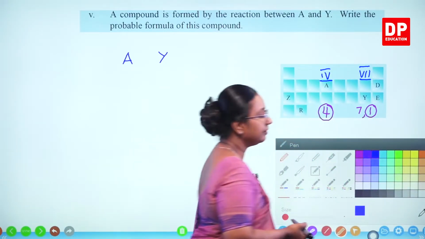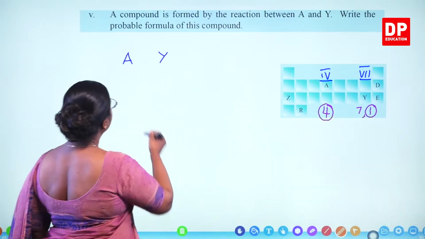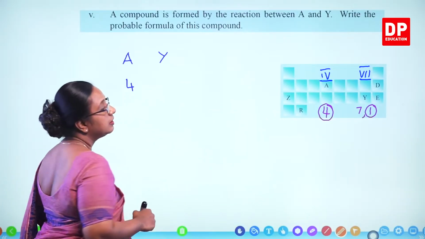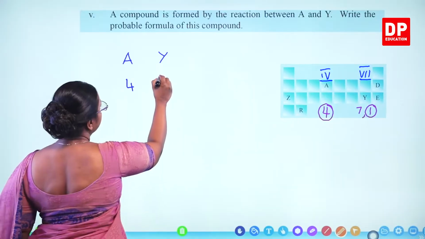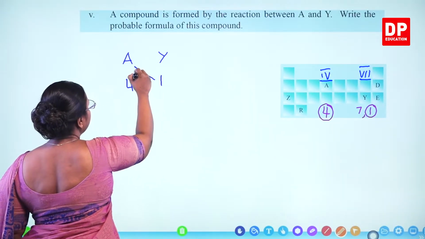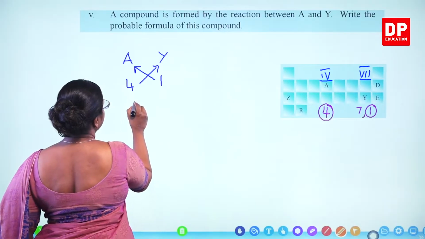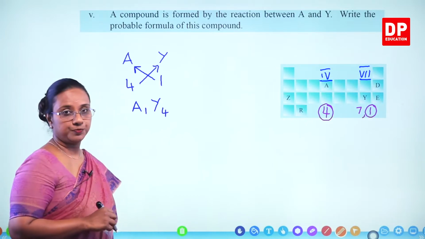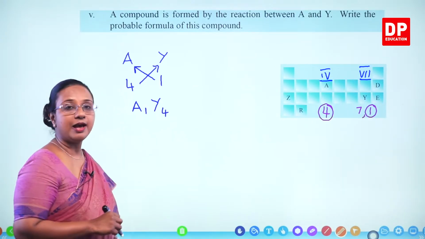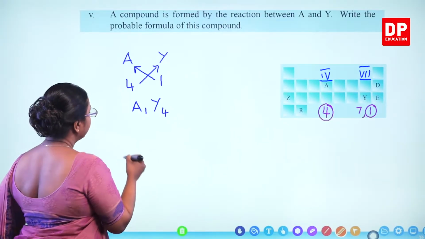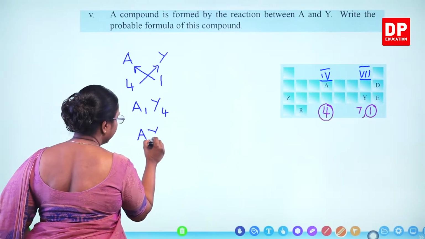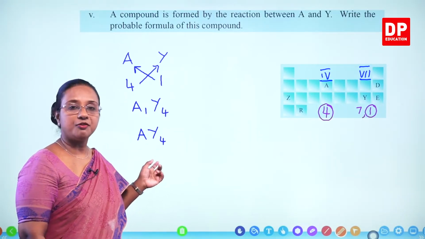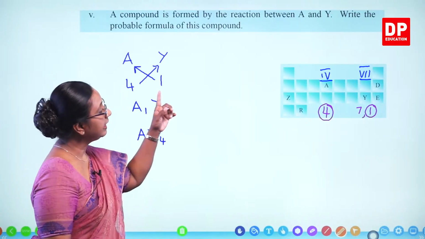Then we can write the chemical formula for the compound. A valency 4 and Y valency 1. We need to exchange the valencies. Then you will get the formula as A1 Y4. And you know, you don't have to write this 1. So I will rewrite the formula as AY4. That is the chemical formula of the compound formed between A and Y.